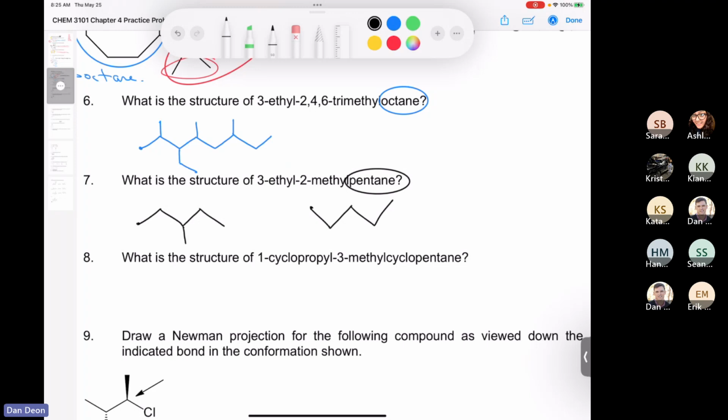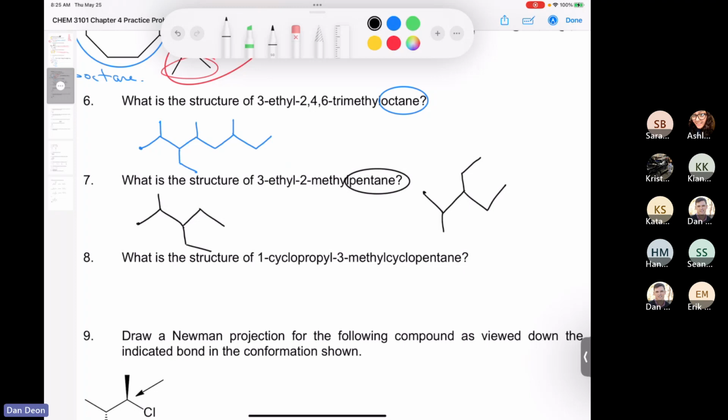On the third carbon, we have an ethyl group. If we do it on the other one, we're just drawing the same thing twice. We have on the third carbon an ethyl group. And on carbon number 2, we have a methyl group. And there you go. So these two compounds that I've drawn are identical.